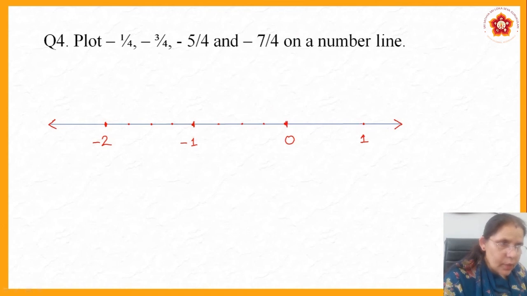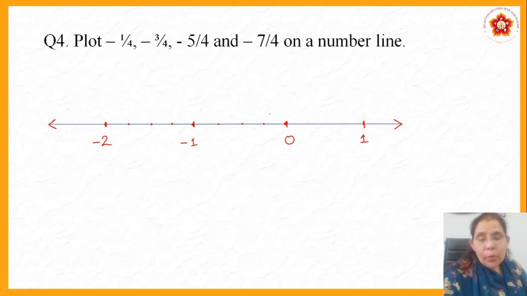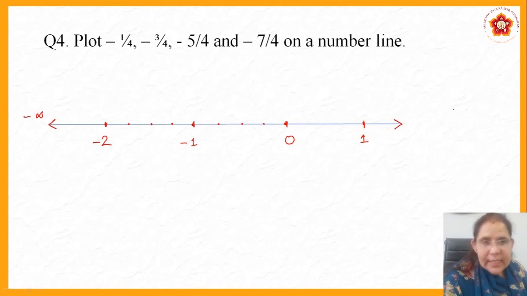I'm highlighting the points 0, -1 and -2, and also 1. Now between 0 and -1, we have divided it into 4 equal parts. You can count also the number of parts. Now we will start from 0. It is -1 upon 4. Minus sign only shows that we have to move towards the left hand side, towards the -infinity side.